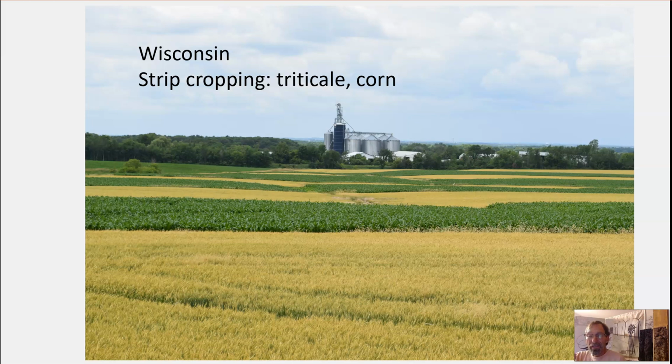Triticale forms a mat very close to the surface as the tillers come up, as opposed to corn, which the plants are much wider spaced within a row, and there's a lot more space for water to move and flow. The triticale, water can't move through that very quickly at all.